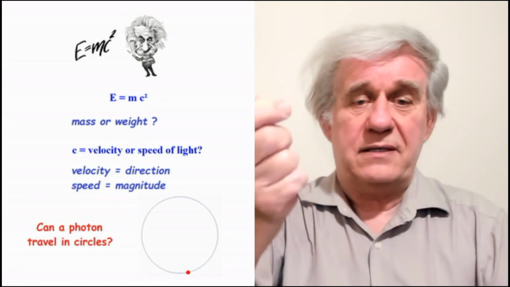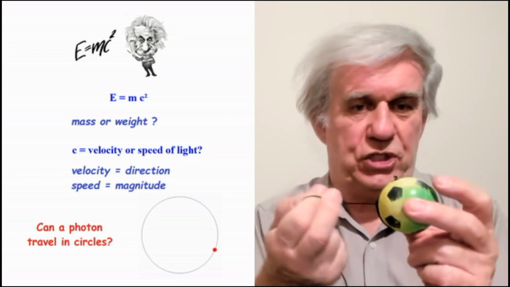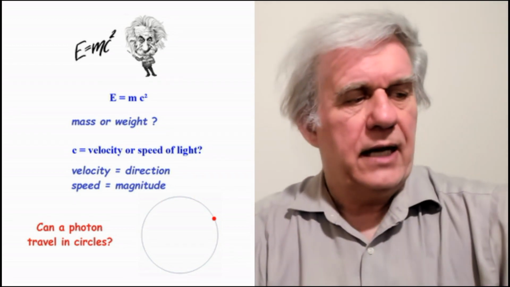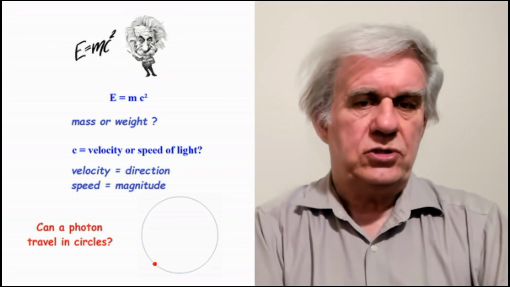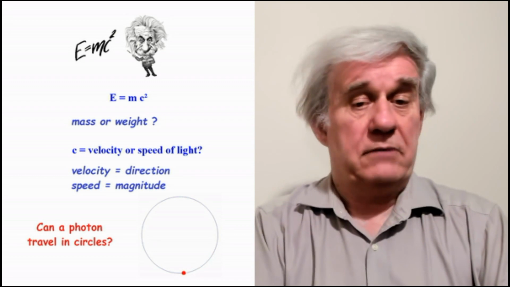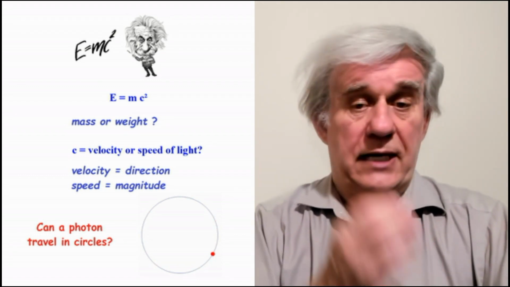You swing it around, okay, and you have centripetal acceleration going in. There is an acceleration whenever something moves in circles. And so does light accelerate and just change directions? Is light being pulled from some center, like if it went around the sun? Can a photon travel in circles? So yeah, we have all these issues.